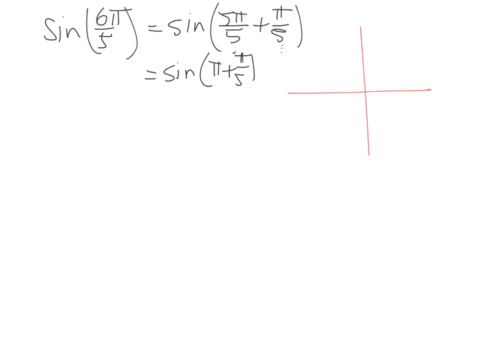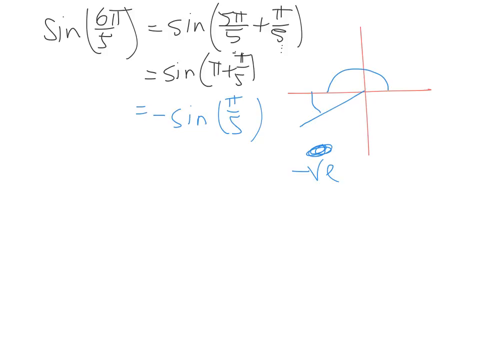Now that tells me that it is somewhere out here. If we go out here to pi, that extra pi on 5 is there. So this ends up being the same as sine of pi on 5. However, what do we know about sine in this quadrant? We know that it is negative. So as a result, this here has got to be negative sine of pi on 5. So we're not actually breaking out what sine of pi on 5 is.